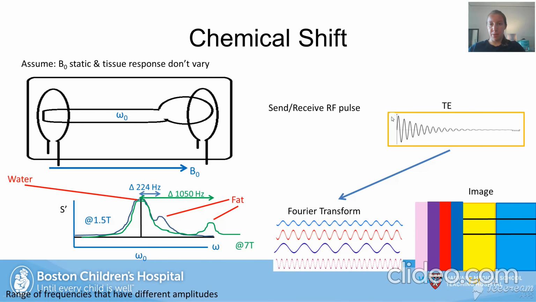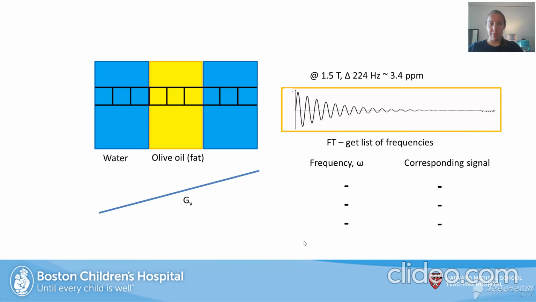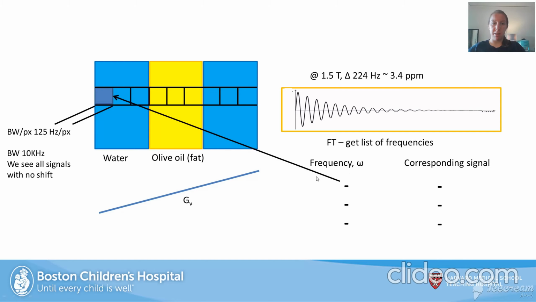When we receive our signal, we do our Fourier transform and try to map it back to where the signal should be located in the image. When we receive the signal, we do a Fourier transform, and we get a list of frequencies and their corresponding signals. The frequencies should give us an indication of where the signal is coming from. So if we look at this first pixel here that we fill, let's say the bandwidth per pixel is 125 Hertz per pixel.